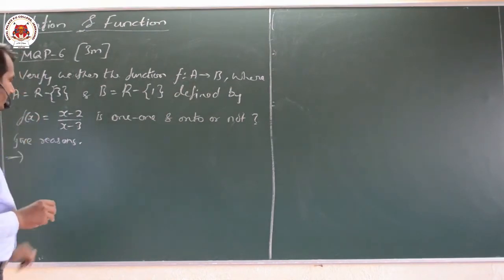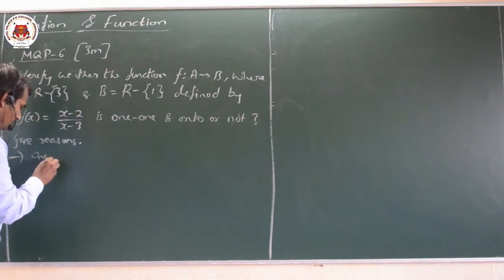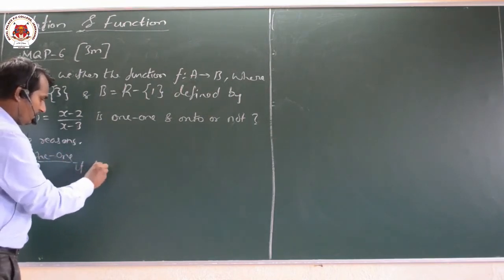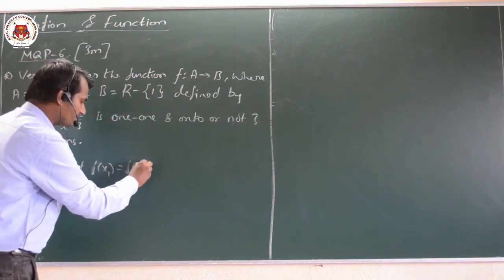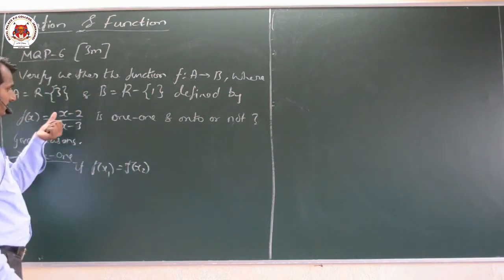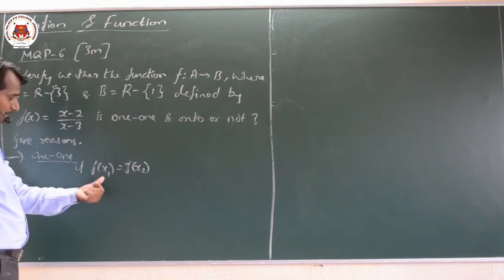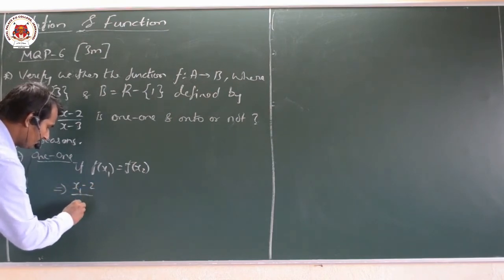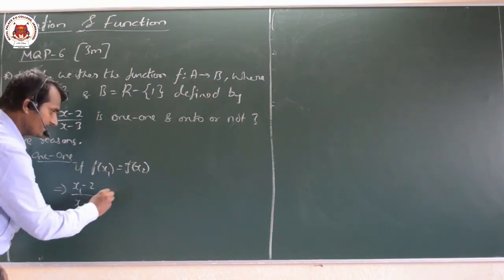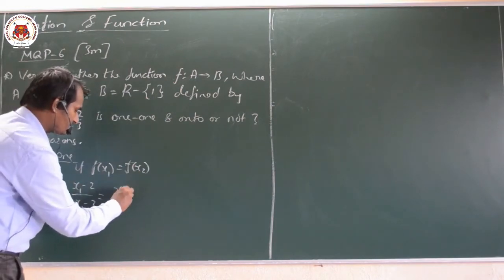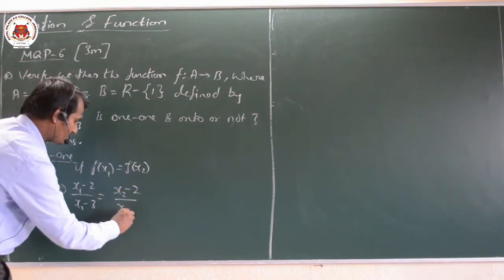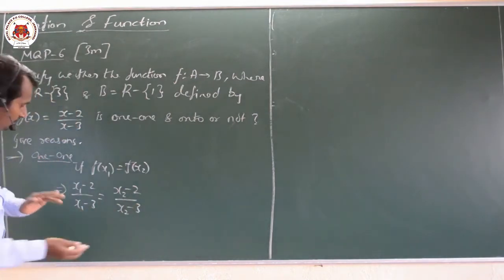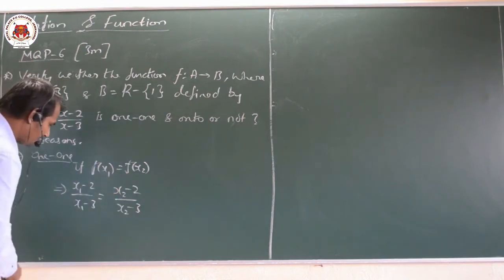Now let us verify here. Now what we have for one-one here? We know that if f of x1 equal to f of x2. F of x means what we have? (x minus 2) divided by (x minus 3). In the place of x, I will put x1. That is (x1 minus 2) divided by (x1 minus 3), which is equal to f of x2, that means (x2 minus 2) divided by (x2 minus 3). Now here we have to show that x1 equal to x2. Therefore we will cross multiply it. Cross multiplying means what we get here?